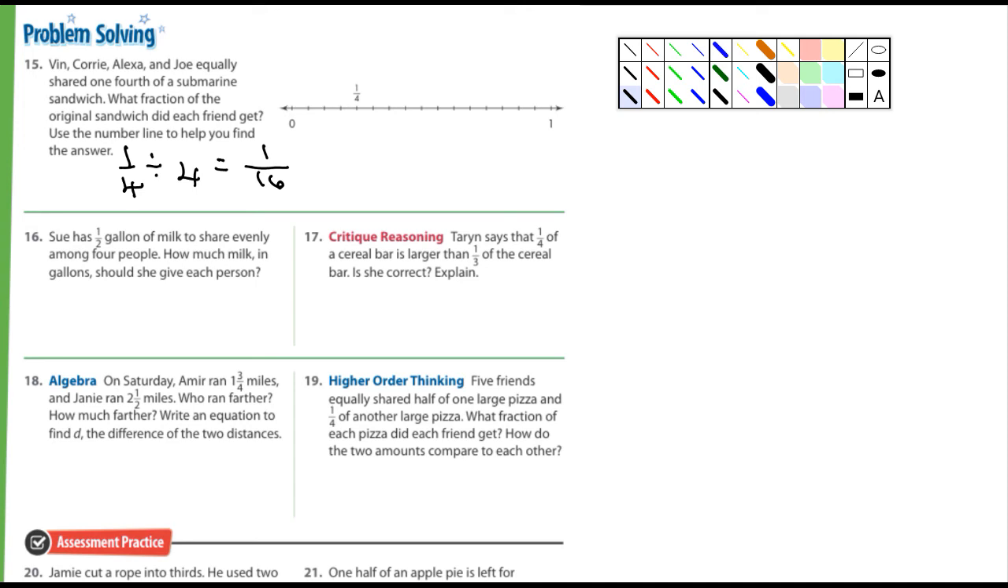Number 16, Sue has a 1/2 gallon of milk to share evenly among 4 people. Yeah, they're giving you some good clues here. 1/2 gallon, 4 people. You can do 16. 17, Taryn? What a weird name. Sorry, if anybody watching this, their name is Taryn. Taryn says that 1/4 of a cereal bar is larger than 1/3 of a cereal bar. Is she correct? Explain.